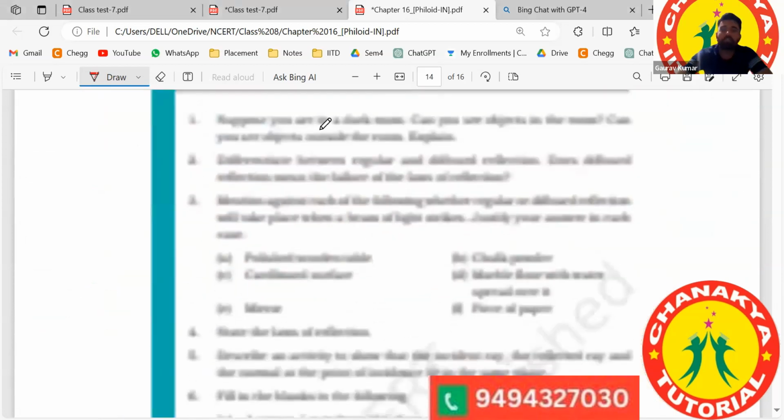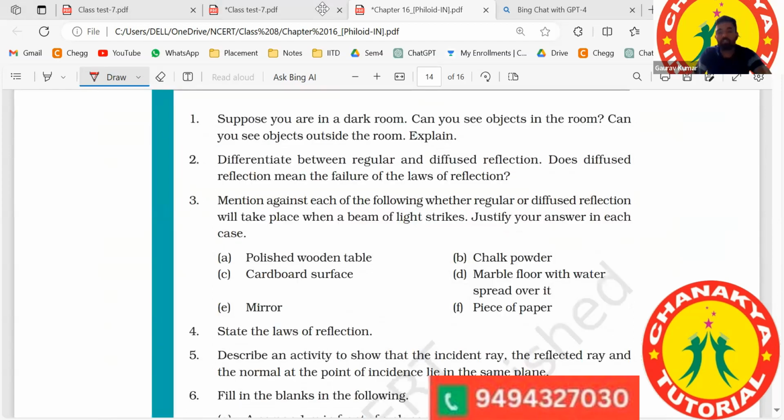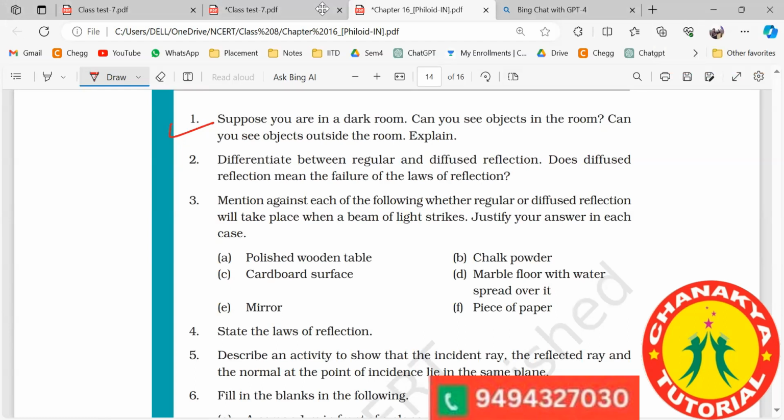Now let's start with the first question. Suppose you are in a dark room. Can you see objects in the room? Can you see objects outside the room? We can see objects outside the room, because inside the room our eyes don't get enough light when we're in the dark. When we come out, the sun gives us enough light to see. Very good.